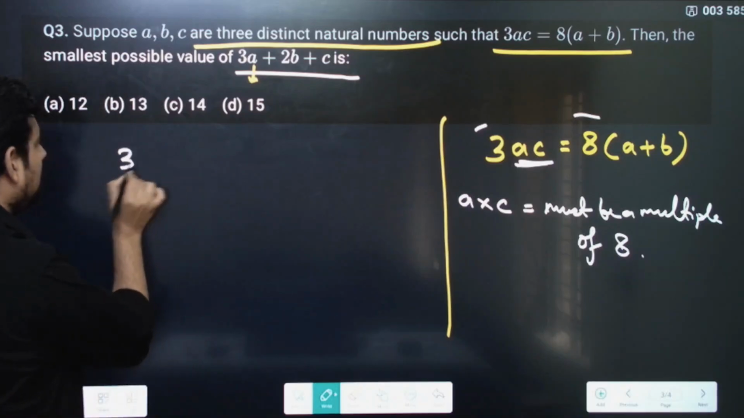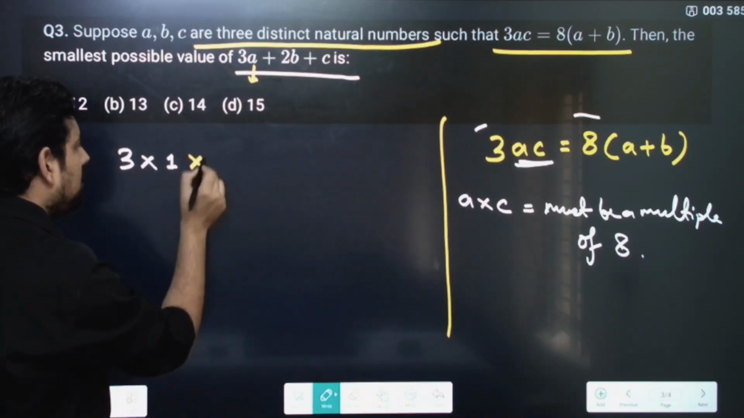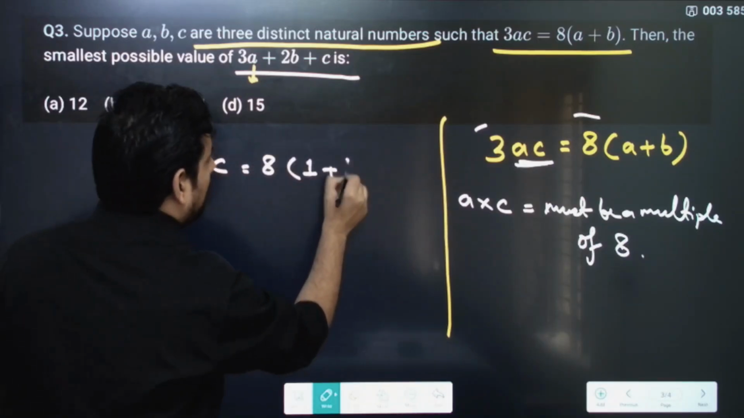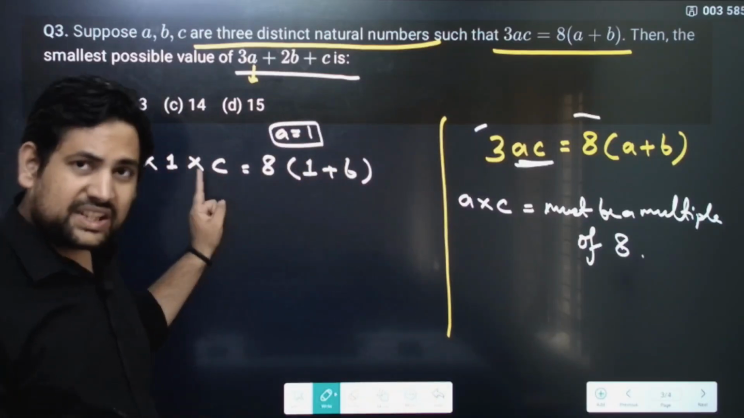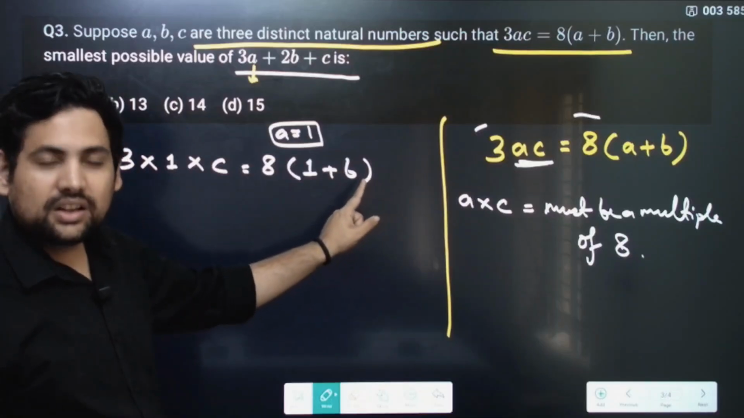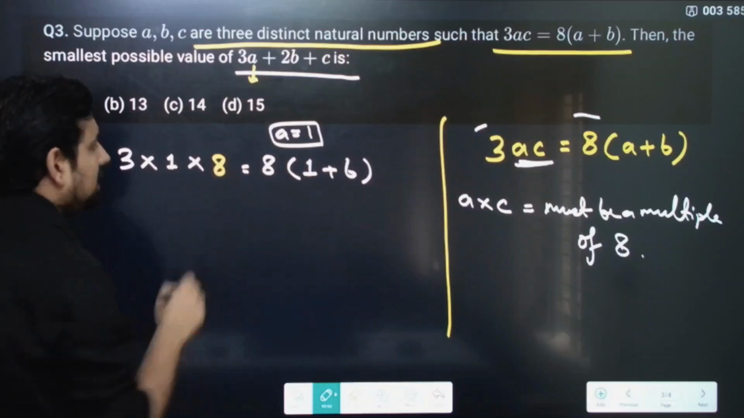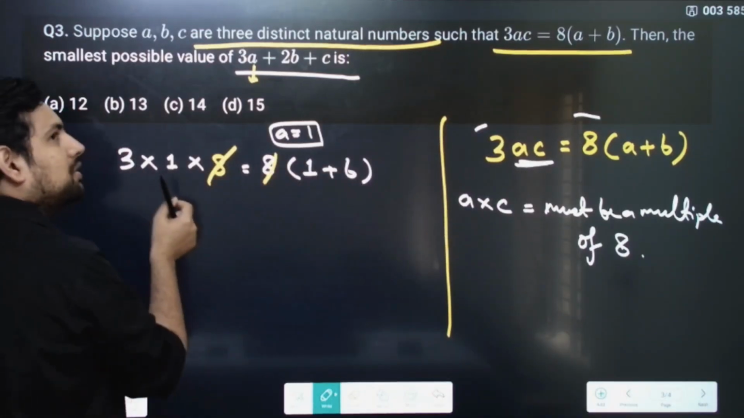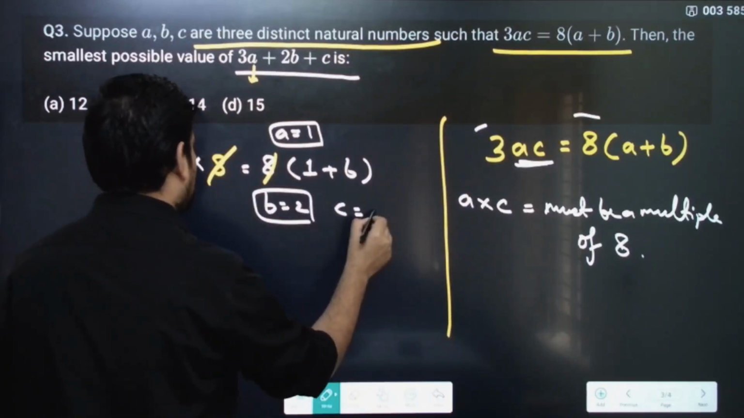So this becomes 3 into, now what can be the smallest value of A? Of course not 0, but natural numbers, so 1 into, now I have put A is equals to 1. Now see, what C has to be? C has to be 8. Otherwise, this B won't be an integer or natural number. Correct. So C must be 8 here. Now, if C is 8, what you can do? 8 and 8 cancel. What you got? 1 plus B is equals to 3. 1 plus B is equals to 3 means what? B is equals to 2. So B is 2 and C is 8.